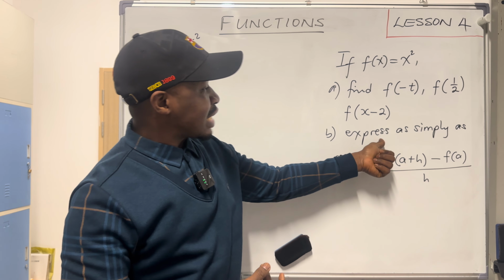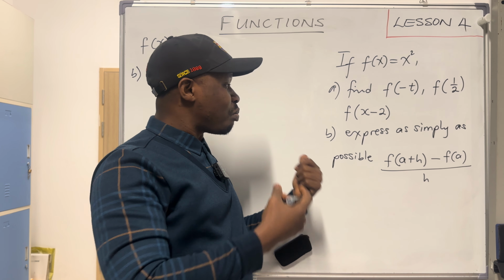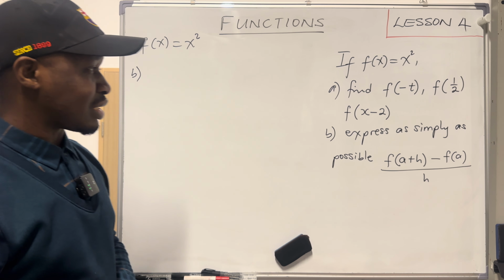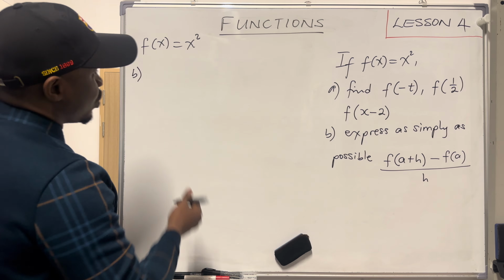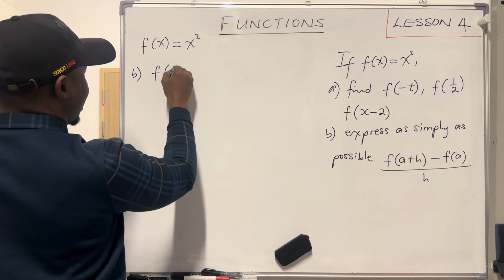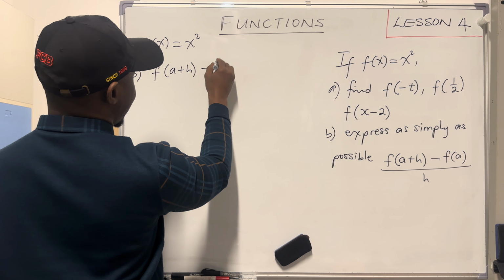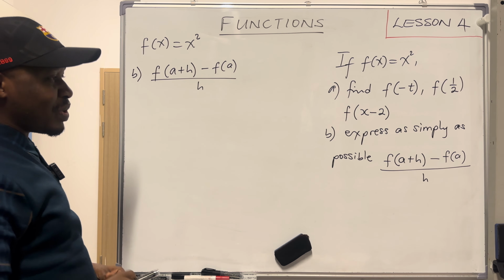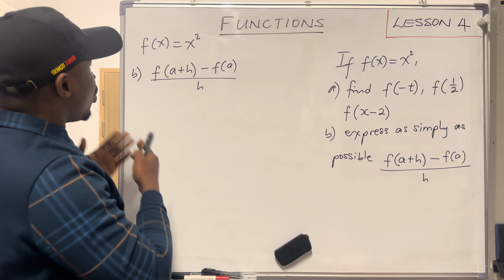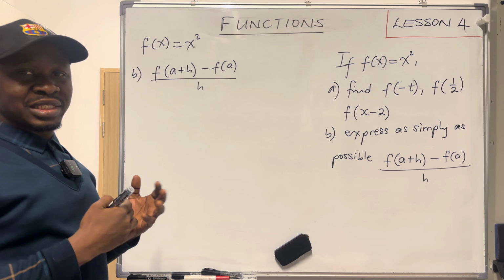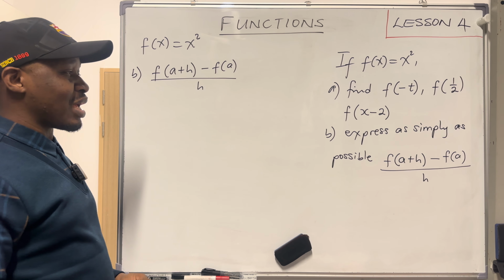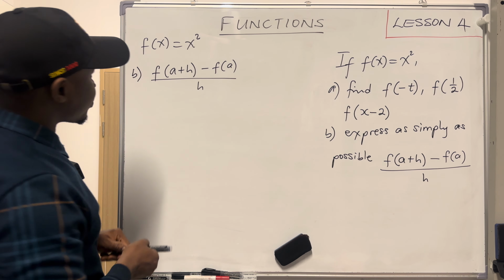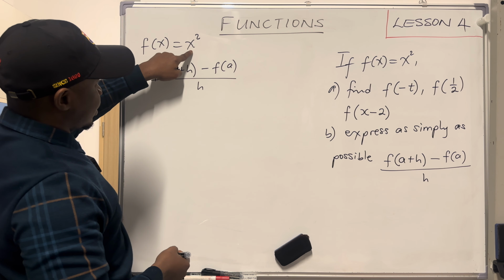The question says express as simply as possible f of a plus h minus f of a, over h. All right, so we want to find f of a plus h minus f of a over h. Express as simply as possible. So we don't only do the necessary substitution, but we have to simplify as much as possible. Okay, so remember f of x is this.